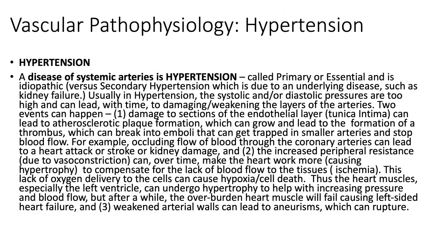All right, hypertension. Hypertension is just arteries. Because arteries are high pressure, they are able to do vasoconstriction and vasodilation to regulate blood pressure. And this just goes into what can happen in hypertension. So damage to the tunica intima can start arteriosclerotic plaques. Second one, the increase in peripheral resistance due to vasoconstriction of arteries can make the heart work more. And that's going to cause hypertrophy, especially at the left side of the heart.